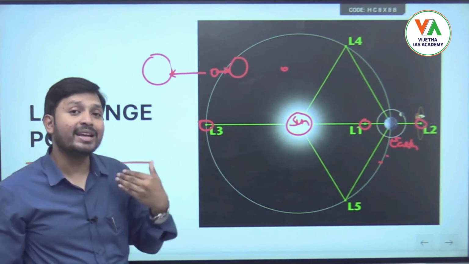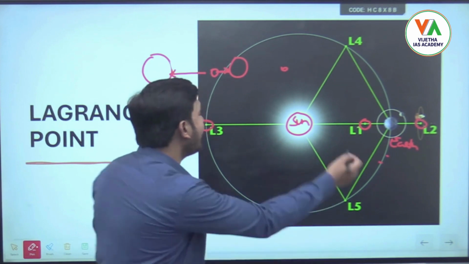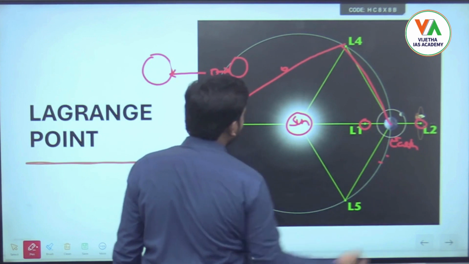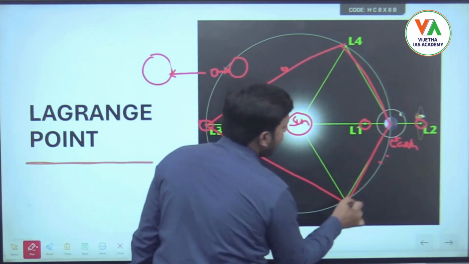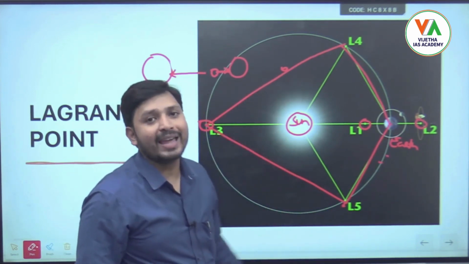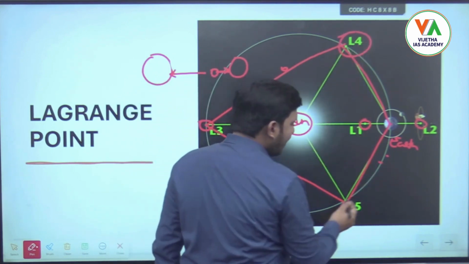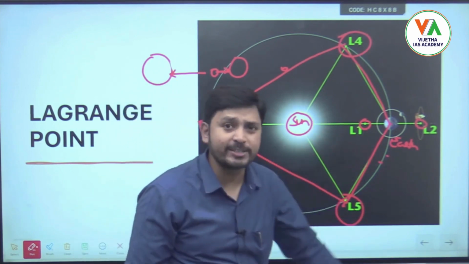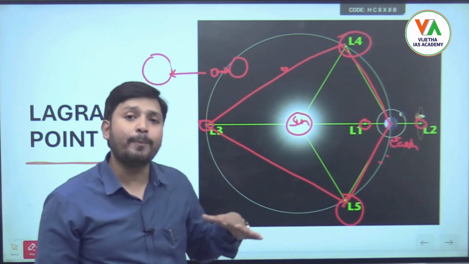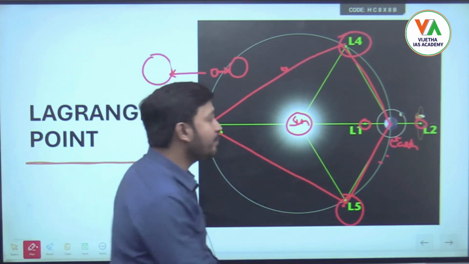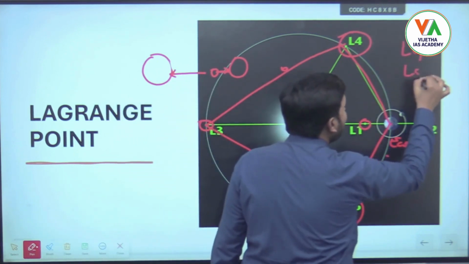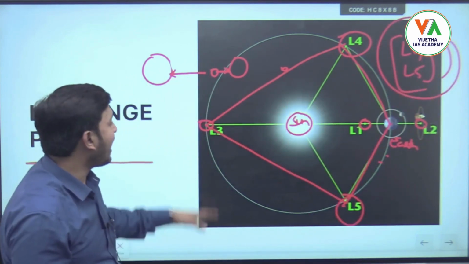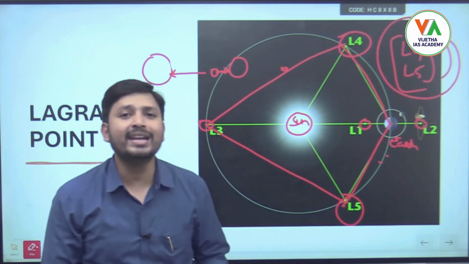And there are locations which are called L4 and L5 points. If I draw an equilateral triangle like this, I will get these L4 and L5 points. These are also called Lagrangian points. Out of all these 5 points, the most stable points are L4 and L5, and L1, L2, L3 are relatively unstable points.